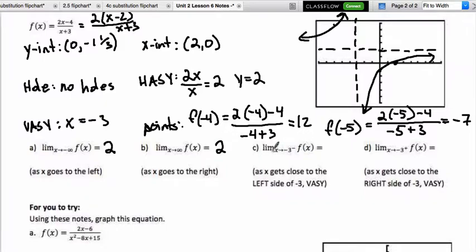Okay, what about the limit as x approaches -3 from the left-hand side? Right, so x gets close to the left side of -3. So here's my -3 asymptote, and I'm getting closer and closer from the left-hand side. What's happening to the y's? Well, the y's are growing as they get closer. The y's keep going up, up, up. So the y's are approaching infinity. And then as I approach -3 from the right side, or the positive side, my y's are getting smaller, smaller, smaller. So that means it's approaching -infinity.